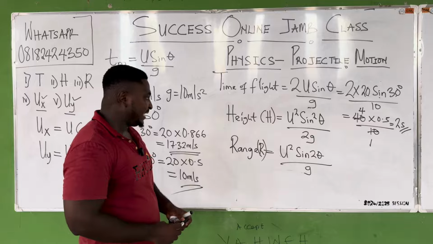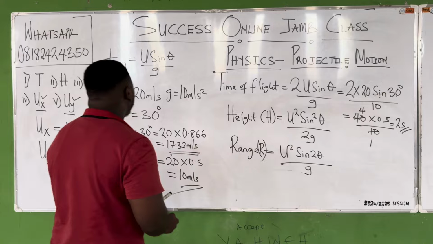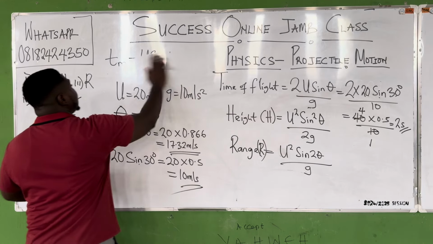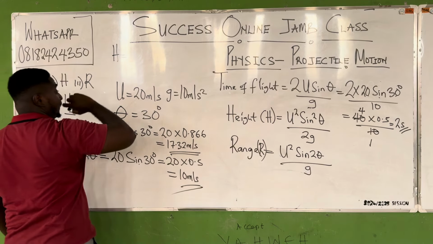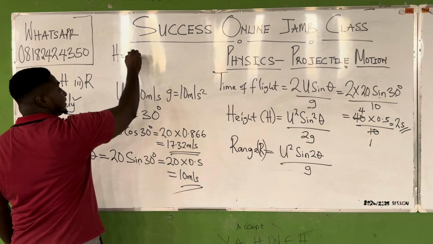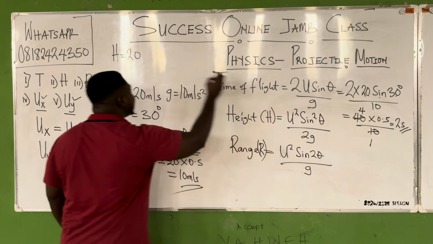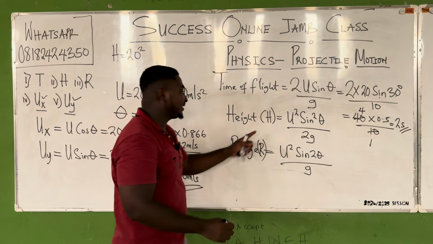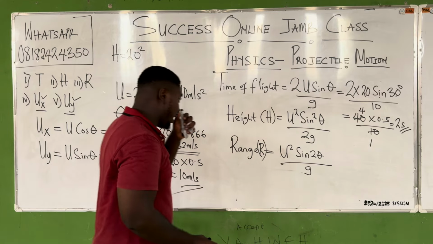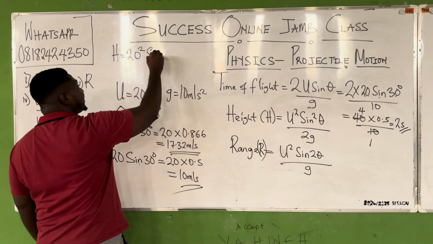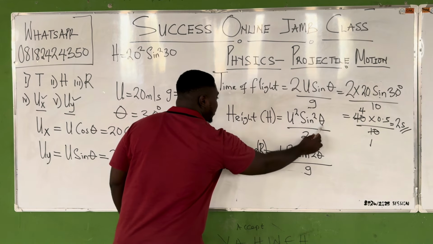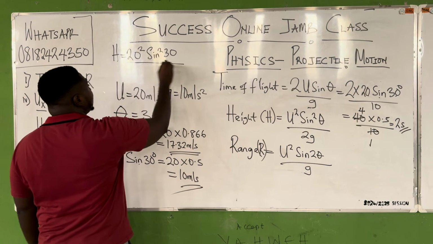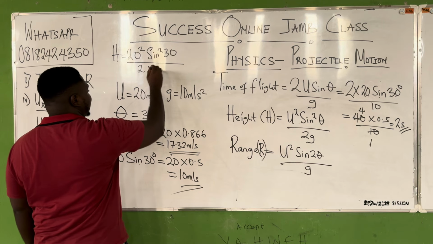Let us also solve for our maximum height. Our U is 20, but our height formula has U squared, don't forget, so that's 20 squared. Are we following? Sine squared theta, that is sine squared 30. What's our theta? 30 degrees. So sine squared 30 all over 2G, which is 2 times 10.